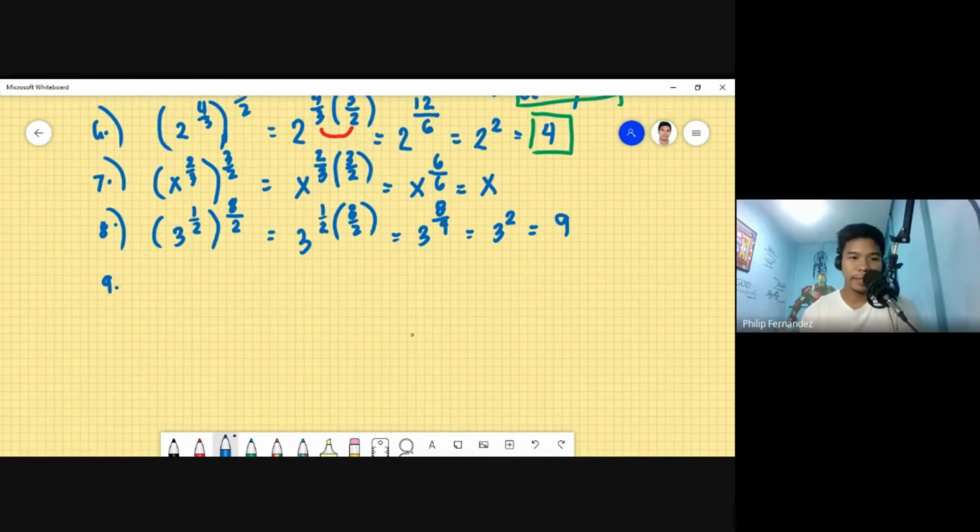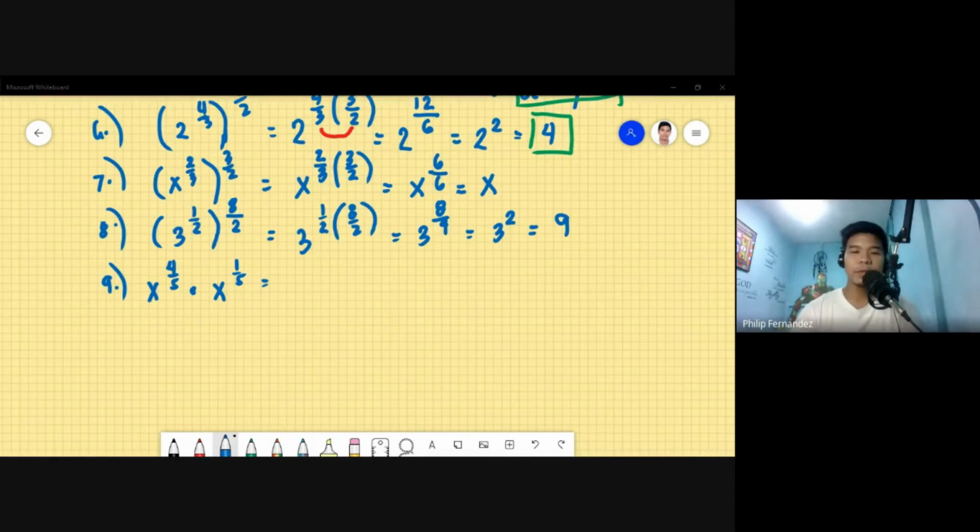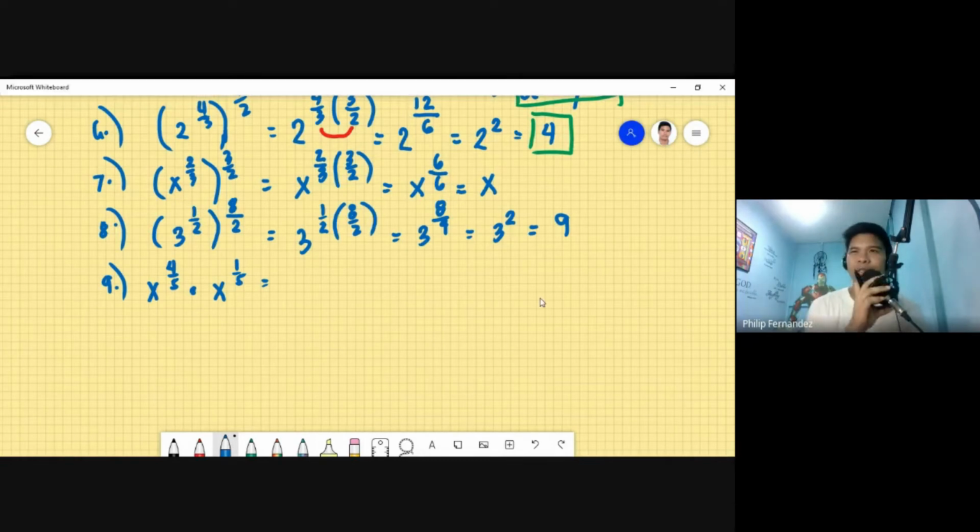Okay, let's have number 9. So we have now x raised to 4/5 multiplied to x raised to 1/5. So ang nakikita nyo ngayon ay dalawang base at dalawang magkaibang exponent. So at this moment, we're going to apply naman product rule. Sa ibang libro kasi ang tawag dito is product rule. Or dun sa lesson natin last time, that is product of a power.